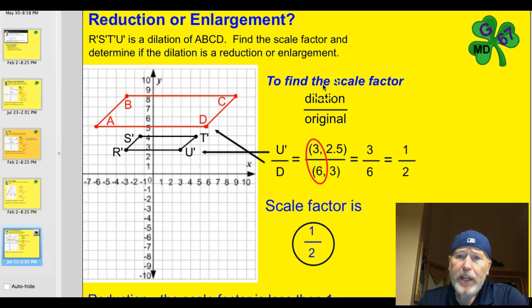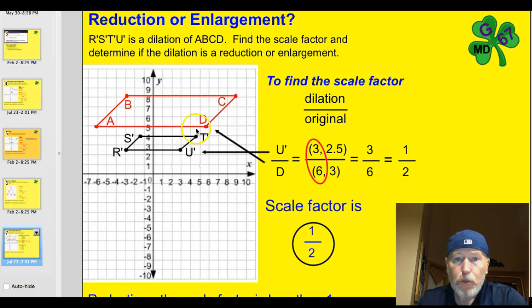All right, well, to find the scale factor in something like this, you can just take corresponding points. We're going to use U and D, and we're going to look at the coordinates, and then we're going to look at the X value, and we're going to put the dilation over the original, and that's going to be our scale factor. Okay, I'm going to take you through it one more time.